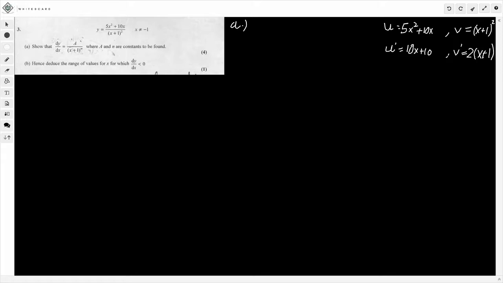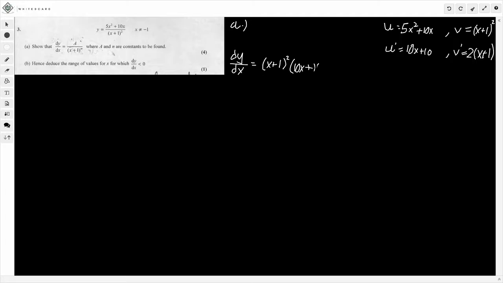So let's have a go at using the quotient rule now. It's given in your formula book, but after enough of these questions, you'll have it memorised. Unfortunately, for some of you, if you don't plan to do A-level maths at university or anything like that, you just have it memorised. But what dy by dx is going to be now? So dy by dx, that's going to be u prime times by v. That's going to be x plus 1 all squared times 10x plus 10.